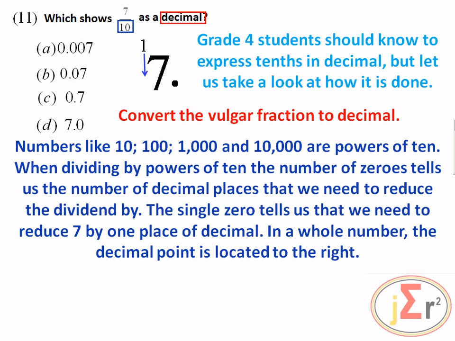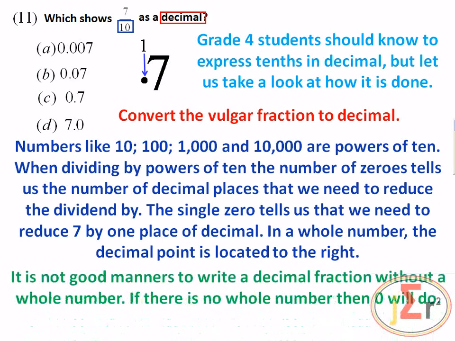There it is, 1 place of decimal. It is not good manners to write a decimal fraction without a whole number. If there is no whole number, then 0 will do. So when we are writing a decimal fraction, we have to ensure that it has a whole number. If there is no whole, you should not just leave it like that. You should put 0. So we have 0.7.